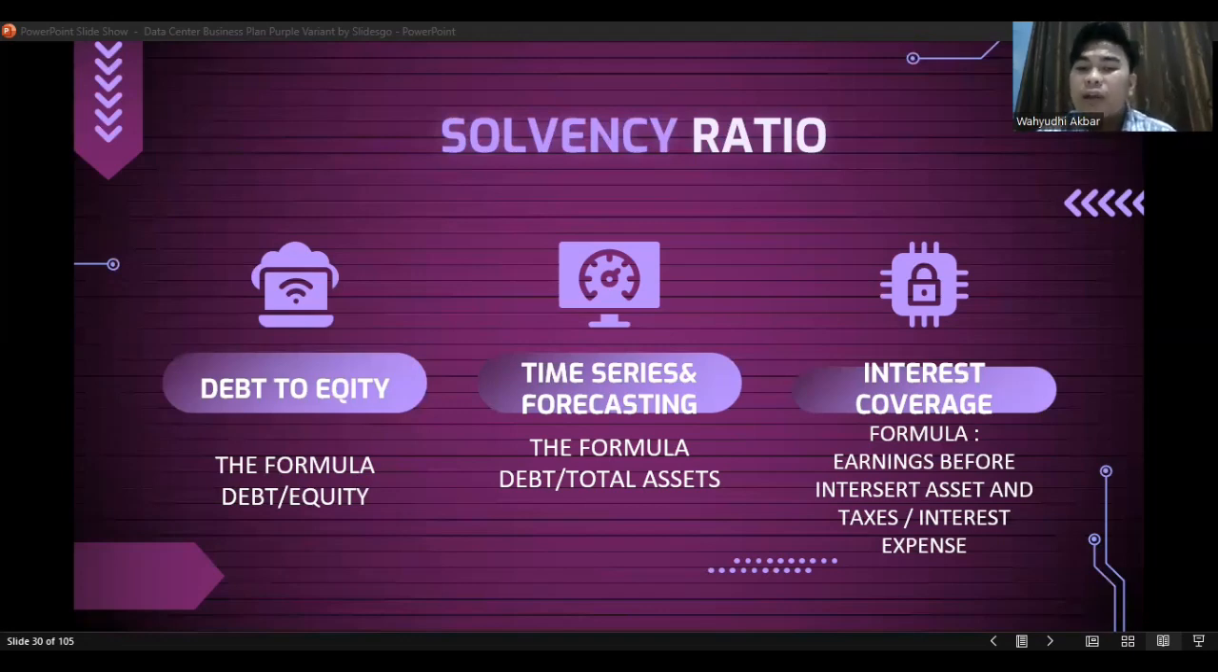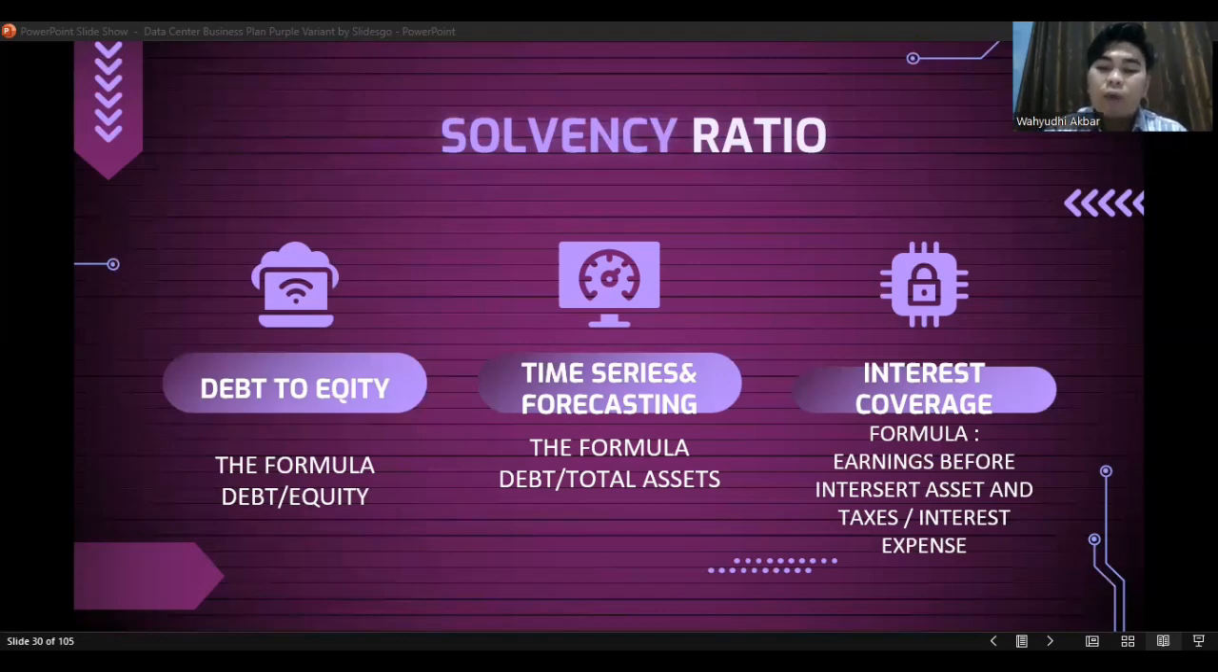The ratios above are examples of solvency ratios that can be used to evaluate the financial health of a company. A good understanding of these ratios can help investors, creditors, and management make better financial decisions.